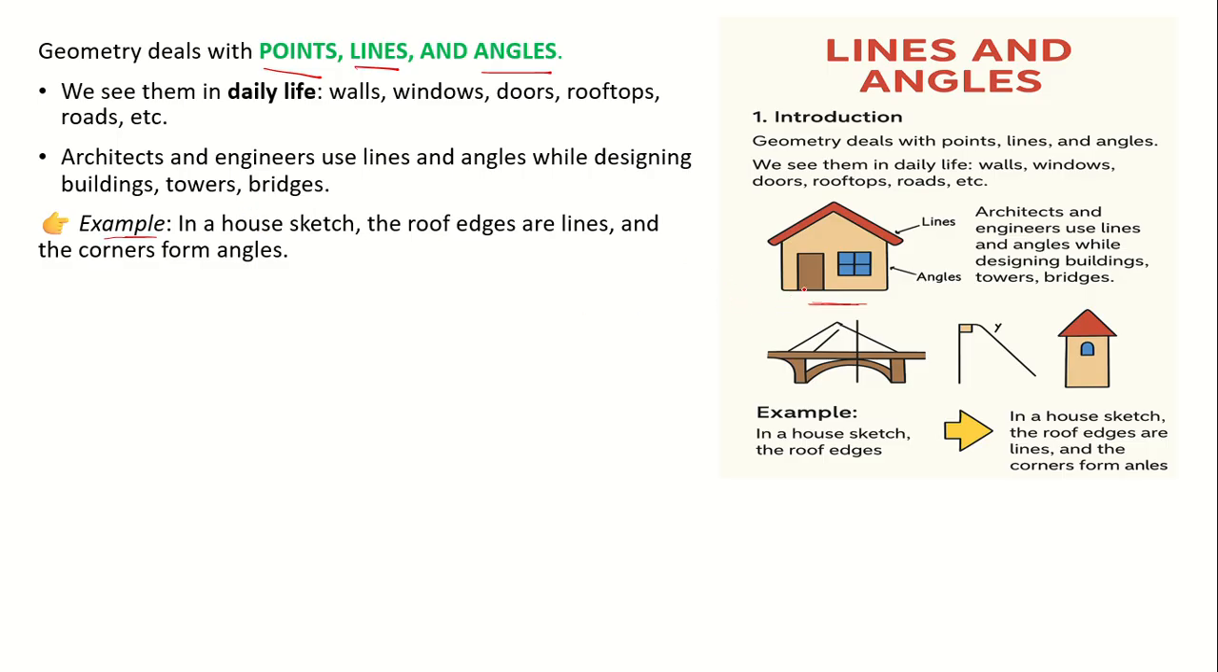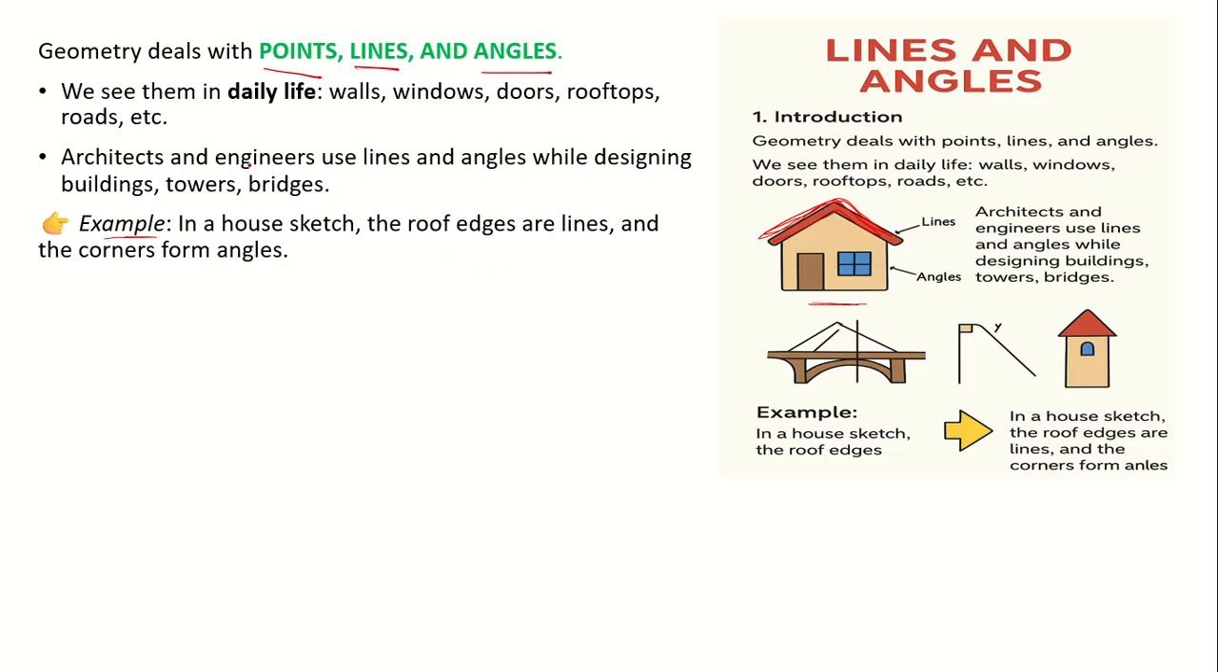In this house sketch you can see that we have a roof edge. In the roof edge we have two lines, and the edges of doors or windows are line segments. As I mentioned, the turns on the road form different types of angles.